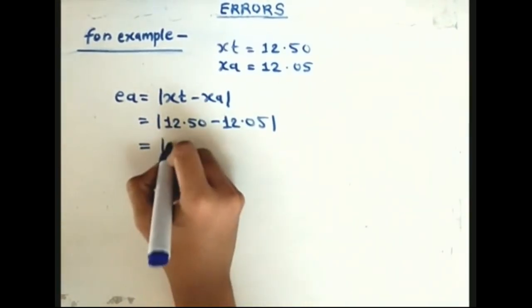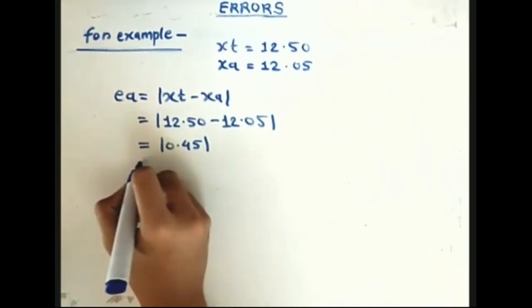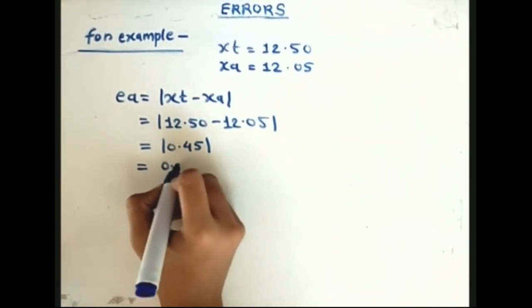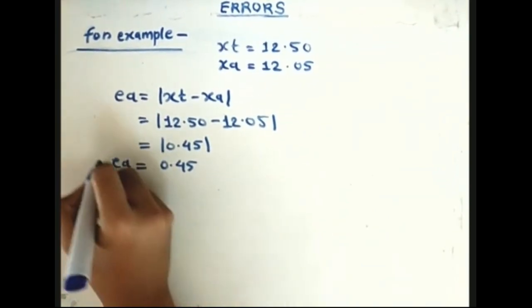Therefore, the answer is mod of 0.45. The final answer is 0.45. This is our absolute error.